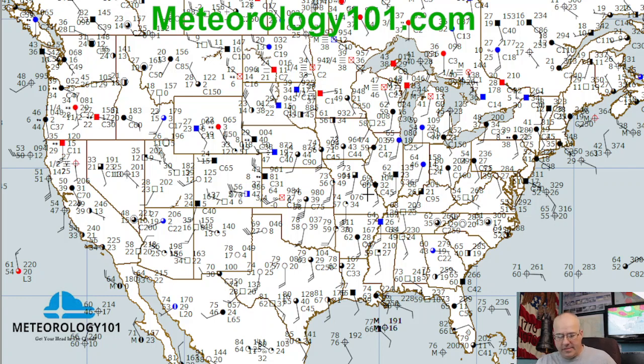Alright, I got surface data, just came up. So look at that rotation right there in Nebraska. We got 35 to 40 knot winds. This is sustained observed winds. So we got a pretty strong system coming through Nebraska right now. Plenty of tornado warnings.